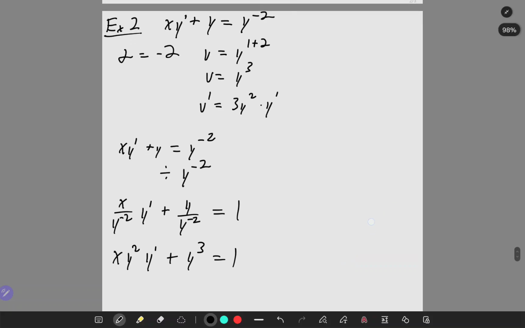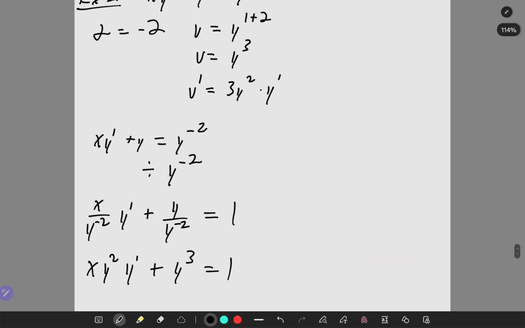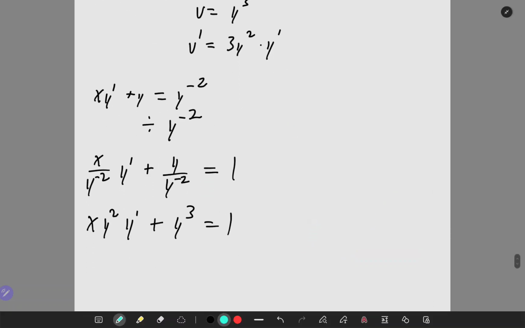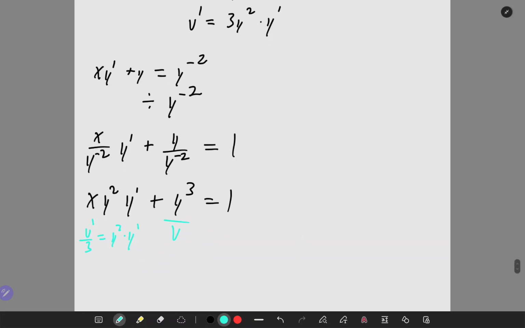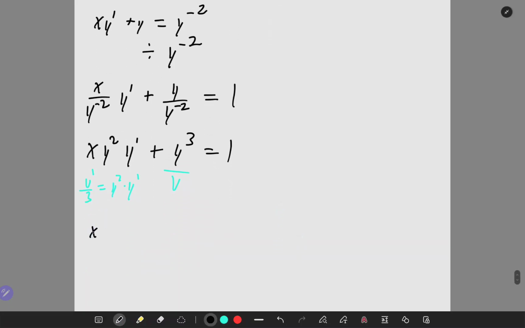Now let's look back up here at our v's. So v is equal to y cubed. So this is v. And v prime is 3y squared times y prime. So we have that extra 3 there, right? So if we divide that by 3, that tells us that v prime over 3 is equal to y squared times y prime. So then this would be replaced with x times v prime over 3 plus v is equal to 1.